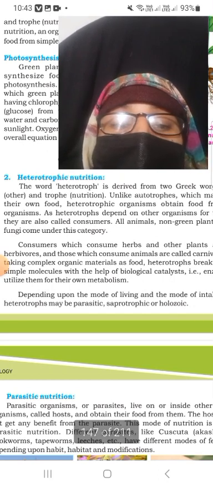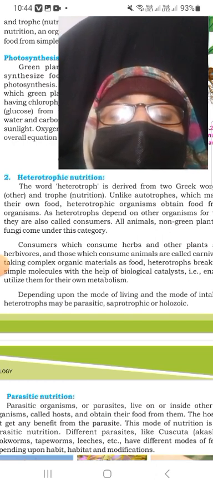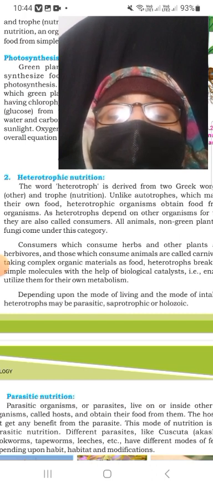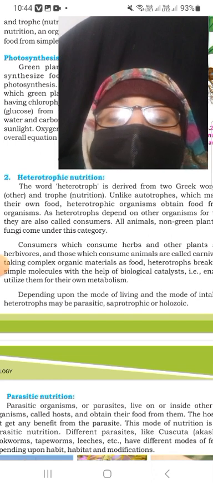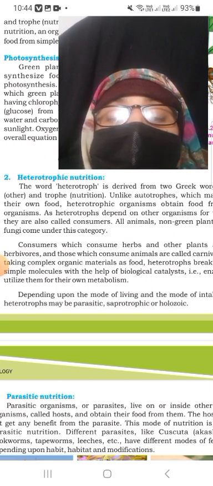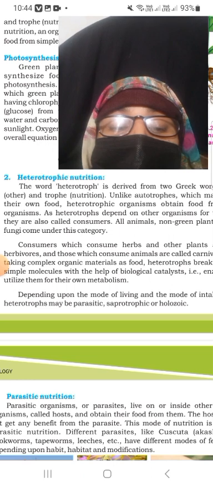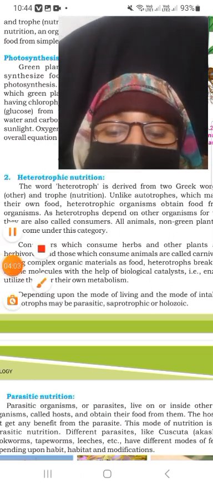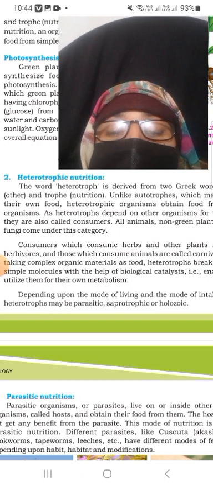In holozoic nutrition, organisms take in food whole. Heterotrophs depend on other organisms for food and are also called consumers, animals, and non-green plants and fungi. Consumers consume herbs and other plants, and those which consume animals take in complex organic material as food, which is broken down by biological catalysts, enzymes, for metabolism. Depending upon the mode of living, heterotrophic nutrition can be holozoic, parasitic or saprotrophic.